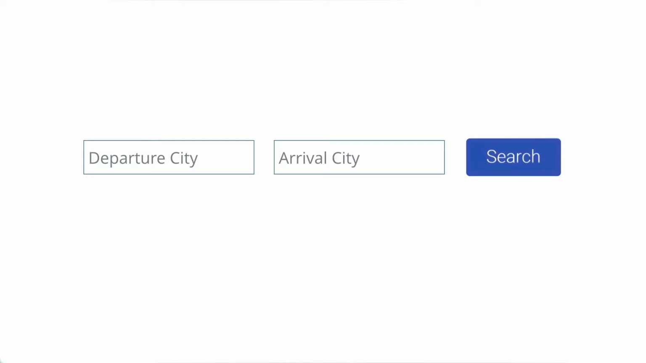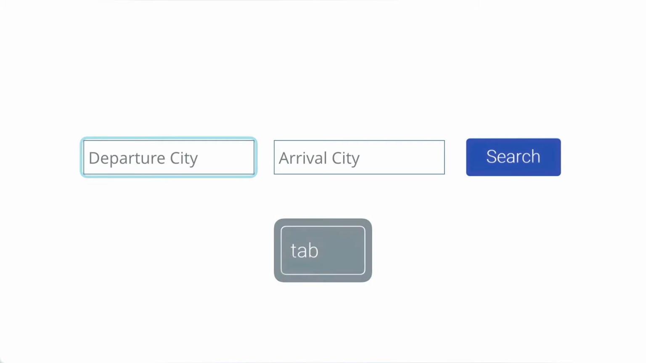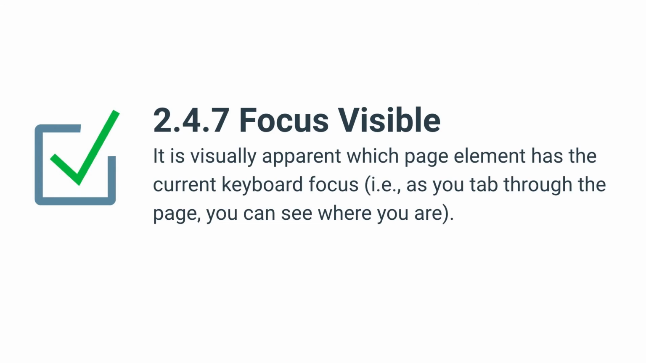In the previous sections, anytime we focused an element, we relied on the built-in browser focus ring to style that element for us. The focus ring is great because without it, it's impossible for a keyboard user to tell which element is currently focused. In fact, the WebAIM checklist specifically states in section 2.4.7 that it should be visually apparent which page element has the current keyboard focus as you tab through the page.